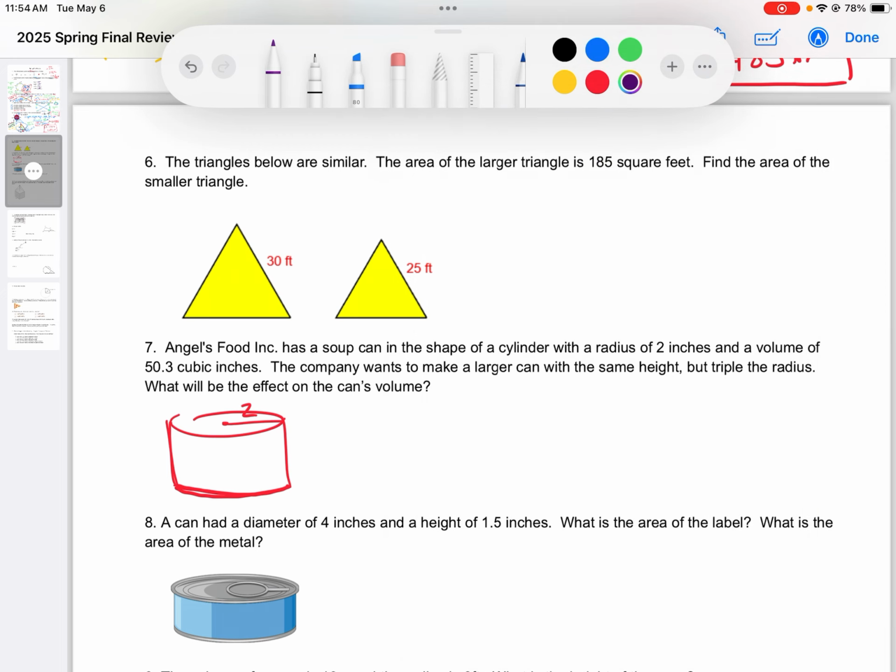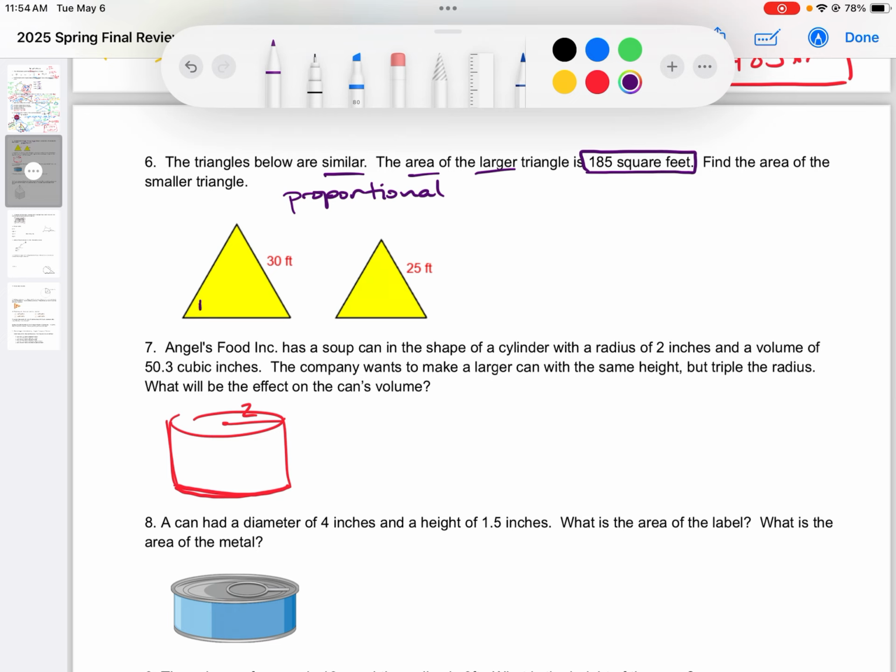So this should be the second page of your review, and we'll start with number 6. Number 6 says that these two triangles are similar. When you see similar, you should think that they are proportional. All right, they are proportional.